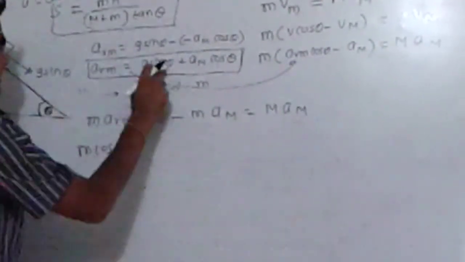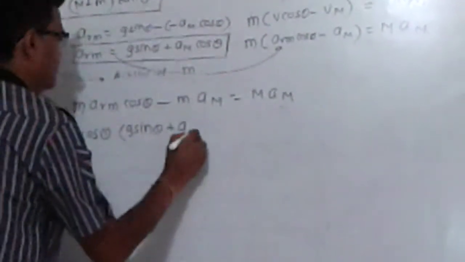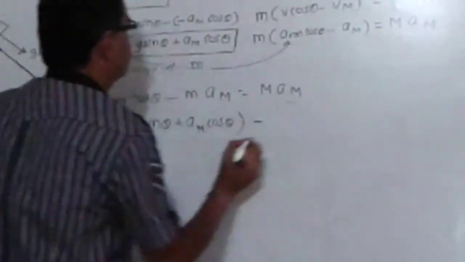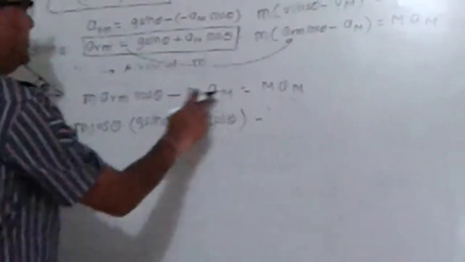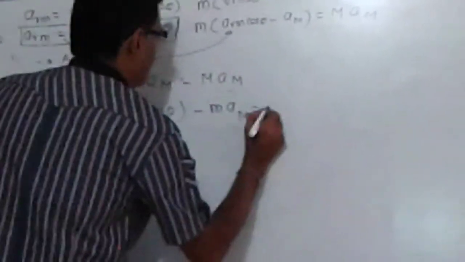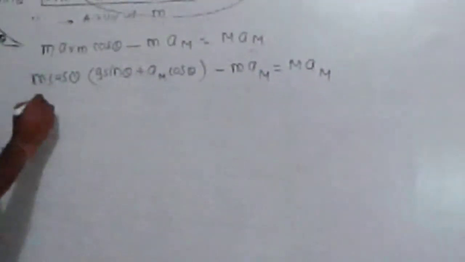I am putting MRN now, which is G sin theta plus AM cos theta minus M into AM. It's capital M into A capital M. Please note this is small m. Now let me simplify this.